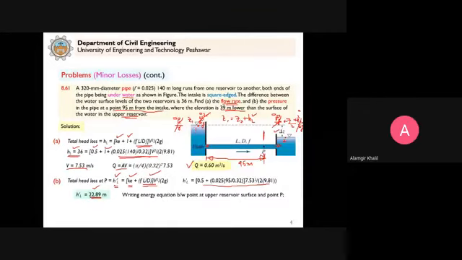Now next what we do is we have to calculate the pressure at this point. So, just like I explained already, we will write down the energy equation between the point at the upper reservoir surface and the point P. When we write down the equation, this is the equation.